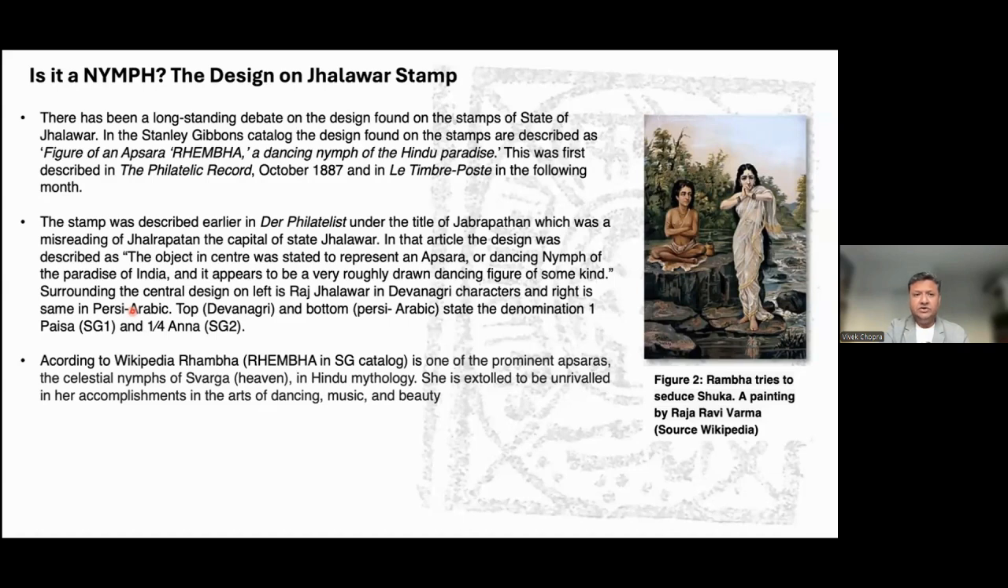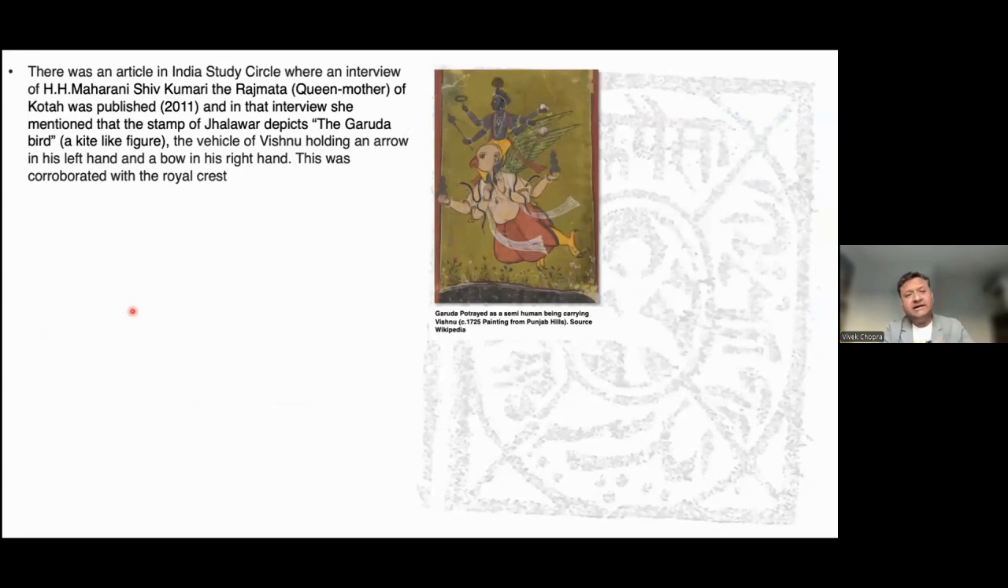and beauty. And there was another article in India Studies Circle, I believe in 2011, where there was an interview of Her Highness Maharani Shiv Kumari, the Rajmata, the Queen Mother of Kota, right? And if you remember, Jhalawar actually belonged to that Kota district. So she recalled that the design does not depict Rambha, a nymph, but it actually depicts Garuda, which is also inspired by Hindu mythology.